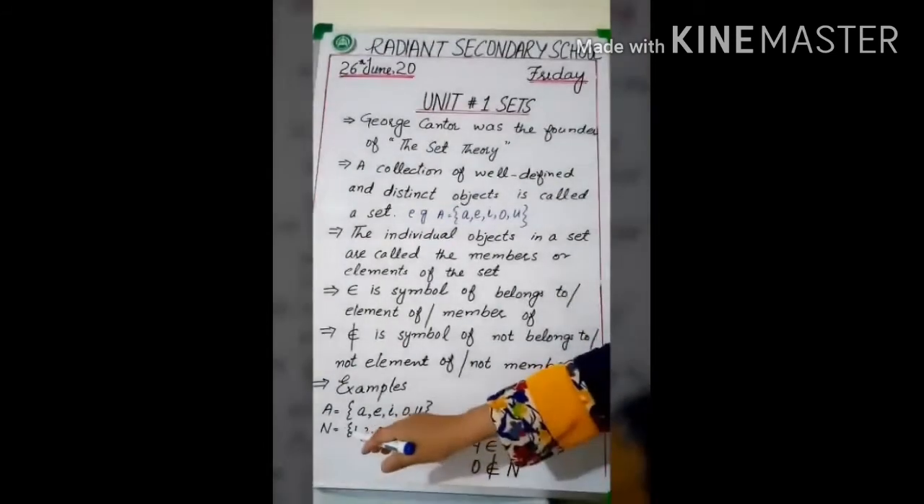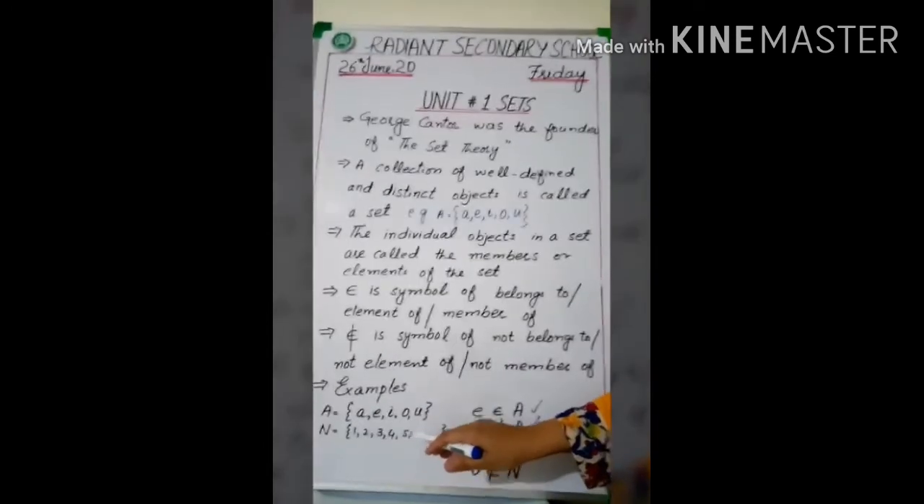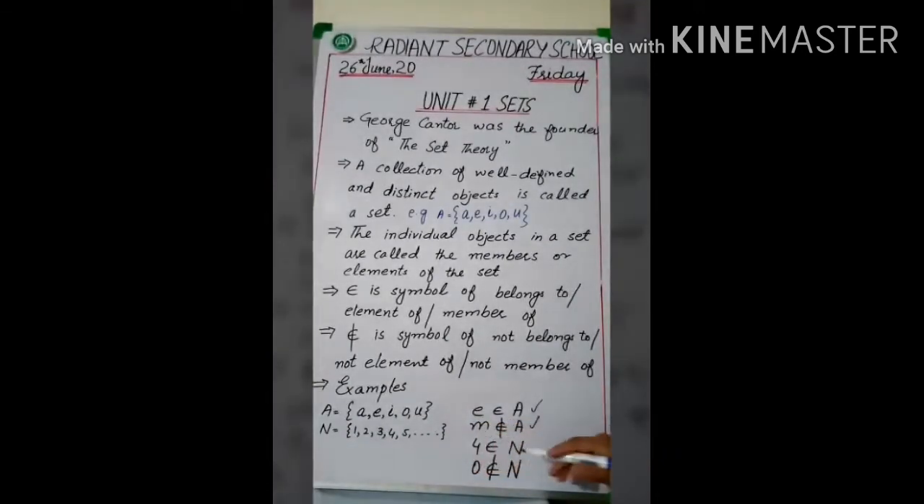The second example is the set of all natural numbers. So when you say that 4 belongs to the set of natural numbers, yes, it is true. 4 is a natural number, so this statement will be true. And when I say that 0 doesn't belong to the set of natural numbers, yes, this statement is true because 0 is not a natural number, it is just a whole number. So this statement will also be true. So symbolically, you can represent it in this way.